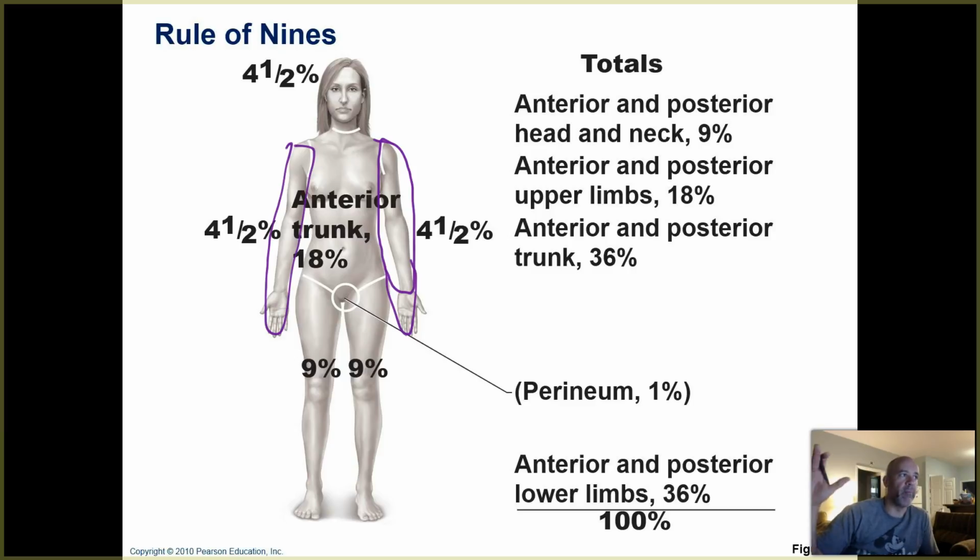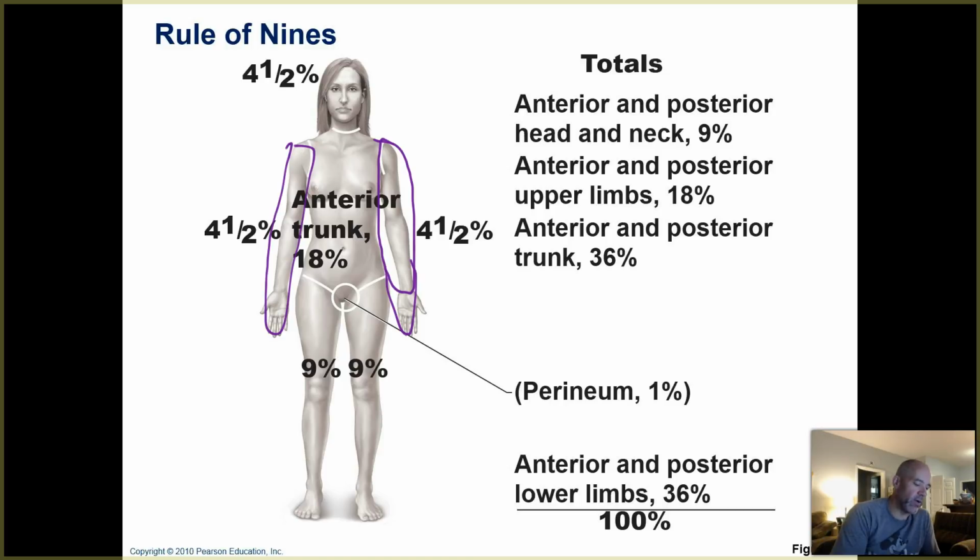If both your right and your left arms were completely burned on both sides, what would your burn coverage be? It would be about 18% in that case, because you've got 4.5 on the anterior and 4.5 on the posterior side for each arm. So you add that up and you get 18%.